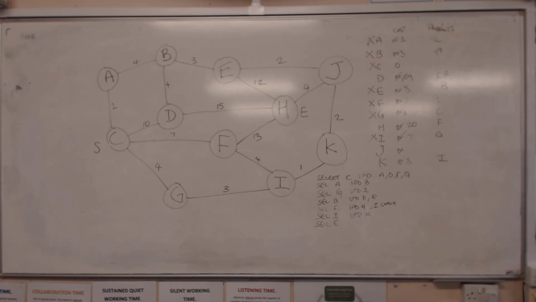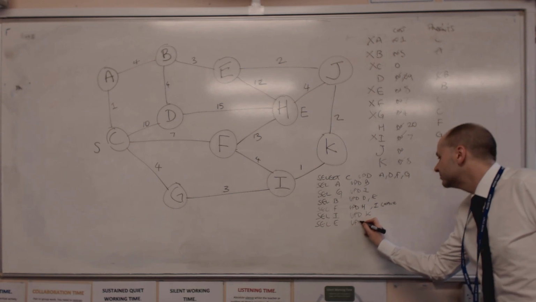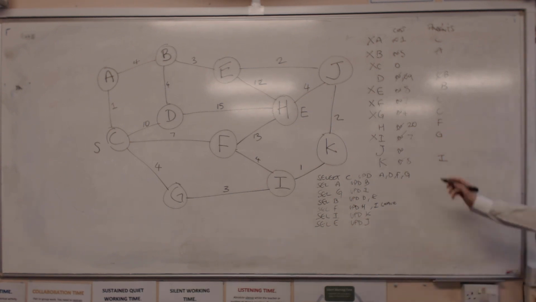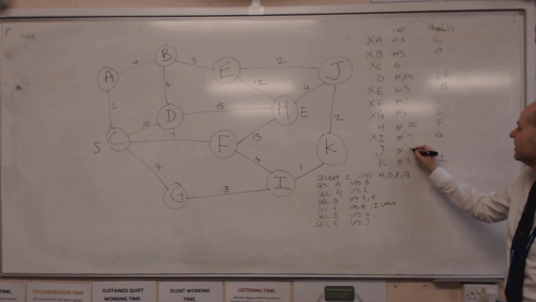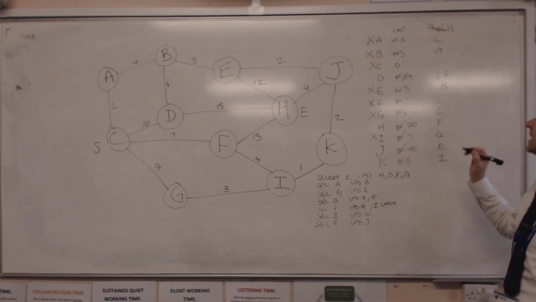E has got a neighbour B. Closed, so we can ignore it. It's got a neighbour H, which is open, so we need to investigate that one. And it's got a neighbour J that we haven't seen. So let's update J. It's infinite, so it's definitely going to update, so I'm going to cross that out. To get to E's cost me 8, to J is a further 2, so that's 10. So that was from E.